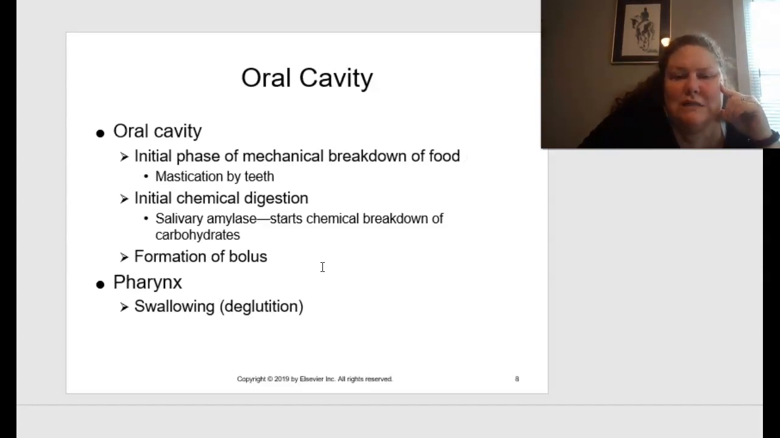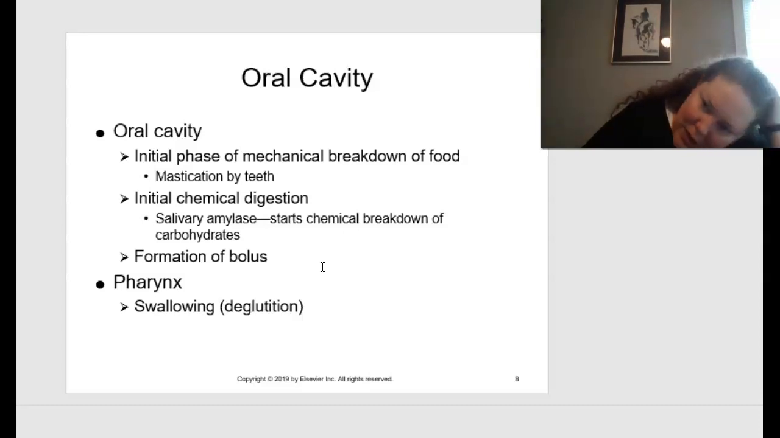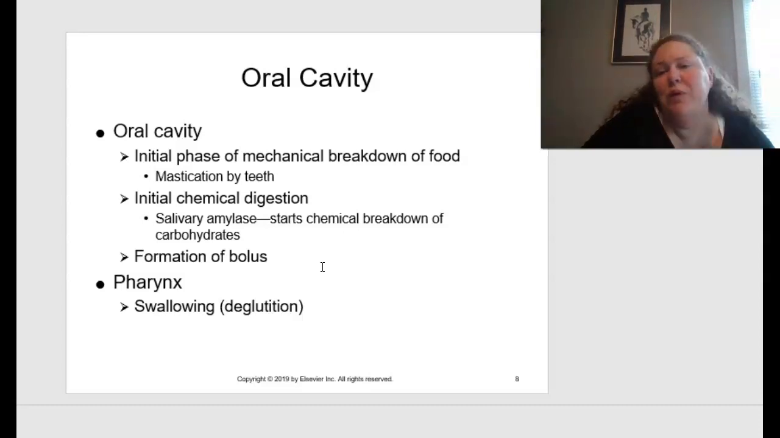So the oral cavity is the initial phase of the mechanical breakdown of food, and mastication is just a fancy word for chewing. And this is what our teeth do, right? Thankfully, when we're born and growing up, we have a full set of teeth and they do a good job. But if you think of some elderly people or some people that don't have very good dental care, when they lose teeth, they can't chew a steak, for instance, anymore, right? They can't chew peanuts, so they have to have soft foods because they lose that skill of mastication.